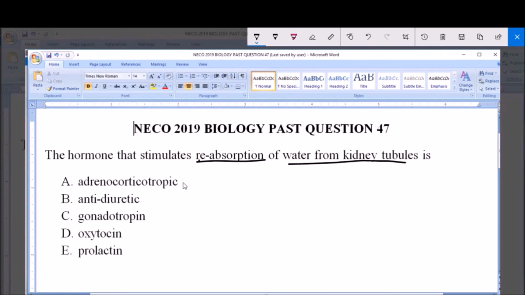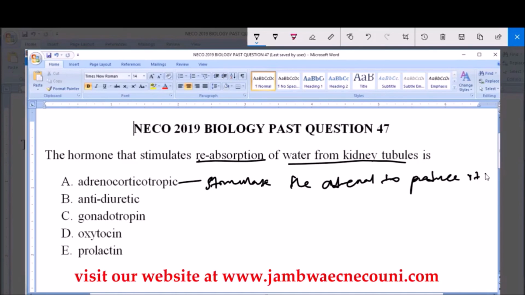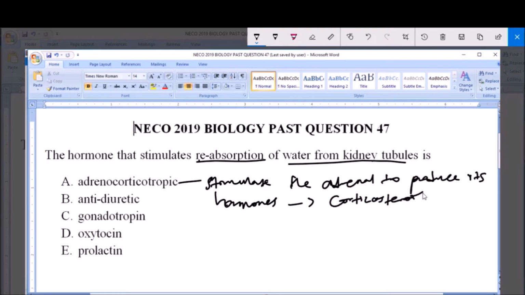Now A says adrenocorticotropic hormone. Adrenocorticotropic hormone is a hormone secreted by the pituitary gland that stimulates the adrenal cortex to produce its hormones. So its function is just to stimulate the adrenal cortex to produce its hormones. The hormones of the adrenal cortex are called the corticosteroids. So this is the function of adrenocorticotropic hormone.